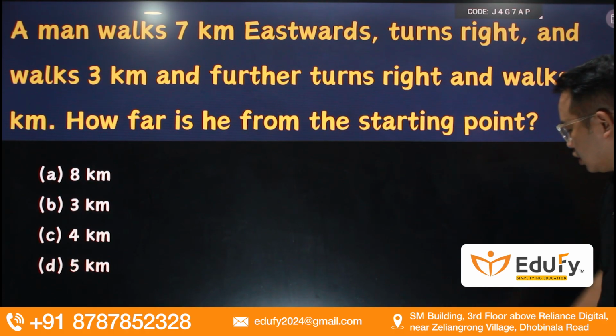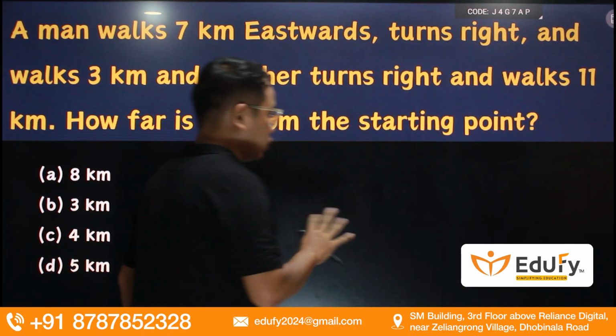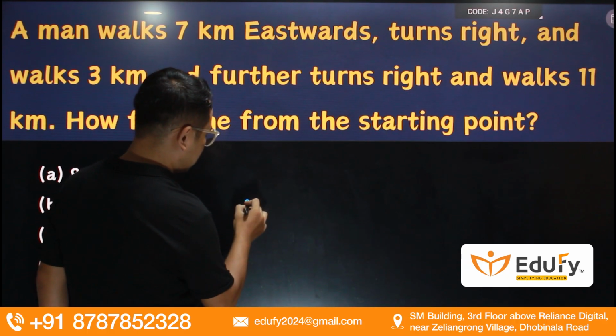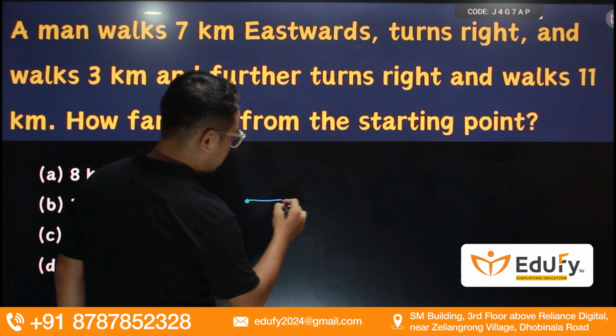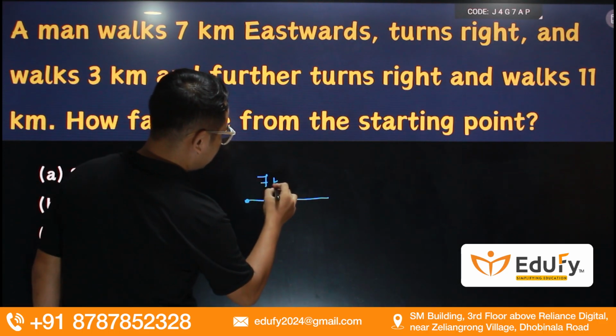Let me connect. A man walks 7 kilometers eastwards. East is on this side, so we will go from here. Let me say this is my starting point, so I'm going from here till this east side, 7 kilometers. So I'll write here 7 kilometers.